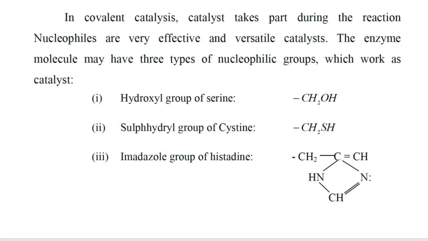So in covalent catalysis, catalysis has also many types. In covalent catalysis, the catalyst takes part during the reaction. Nucleophiles are very effective and versatile catalysts. The enzyme molecule may have three types of nucleophilic groups which work as a catalyst. You can see the hydroxyl group of serine, CH2OH, sulfhydryl group of cysteine, CH2SH, and imidazole group of histidine.